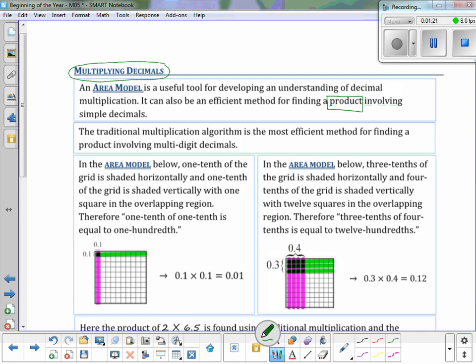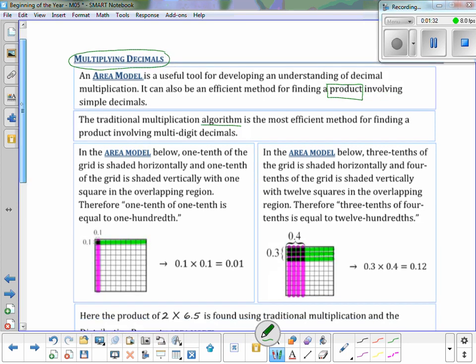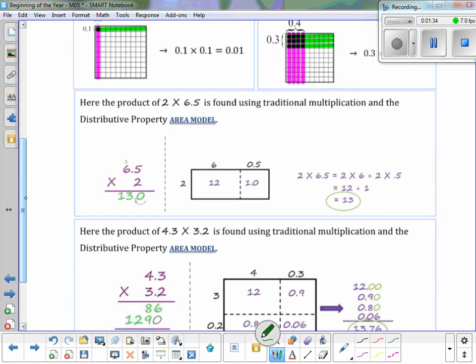So the traditional multiplication algorithm, here's a fancy word, is the most efficient method for finding a product involving multi-digit decimals. So if we look right here, this is an algorithm. I'm going to make sure I spell this right. That's an algorithm, but we're going to talk about why that works. So you're going to see 3 different strategies today.